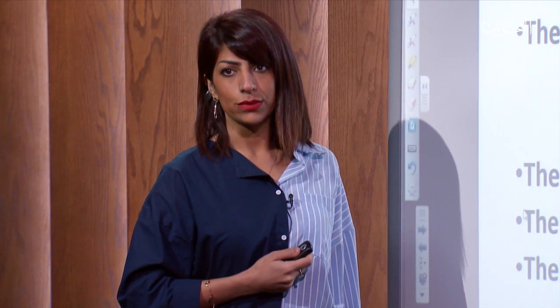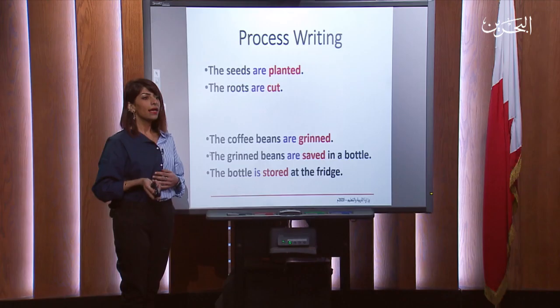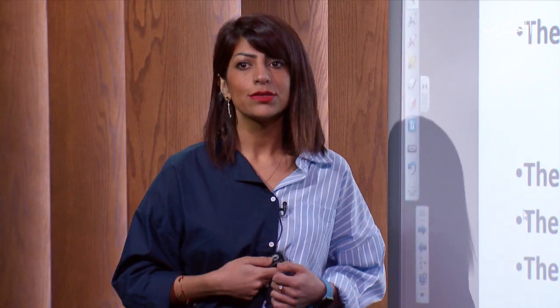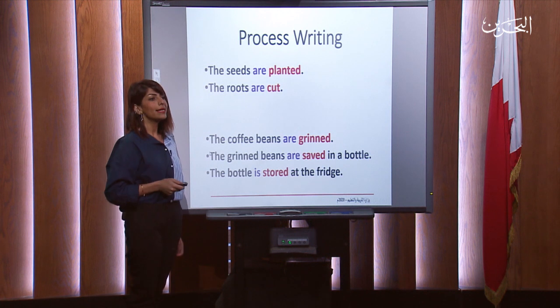This is the way it goes. For example, these are two processes. These are two steps, two stages of accomplishing and achieving a certain process. For example, the seeds are planted, then the roots are cut. Another process is: the coffee beans are ground, then the ground beans are saved in bottles. Finally, the bottle is stored in the fridge. And this is how I am going to apply the passive and write the process in the next lesson.